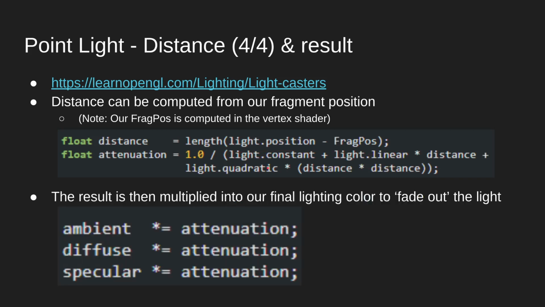Okay, and then whatever this attenuation value is, we multiply that by our ambient component, diffuse, and specular to sort of increase or decrease each of these values appropriately. I'll just think of them as decreasing since we're attenuating. Okay, and that's how we fade out our point light.